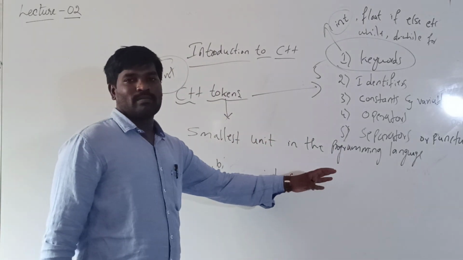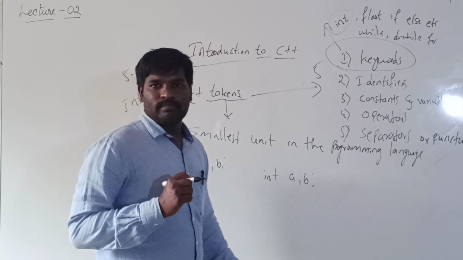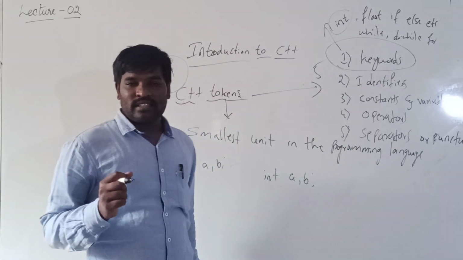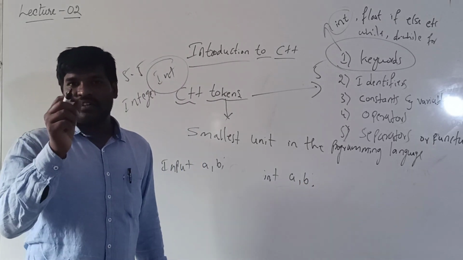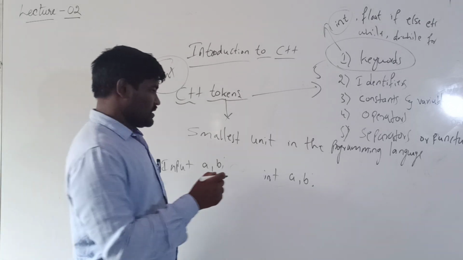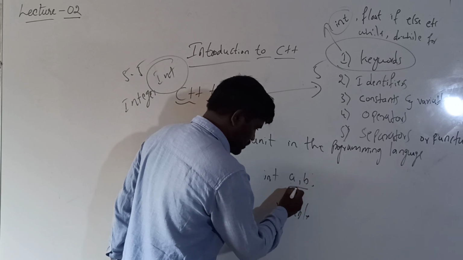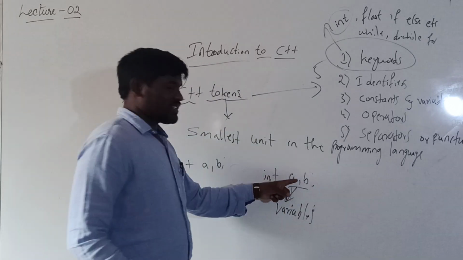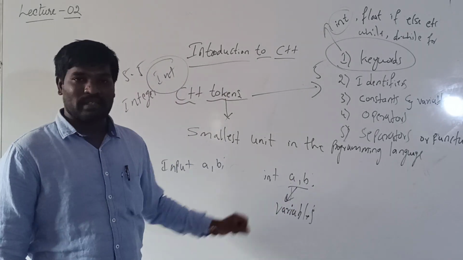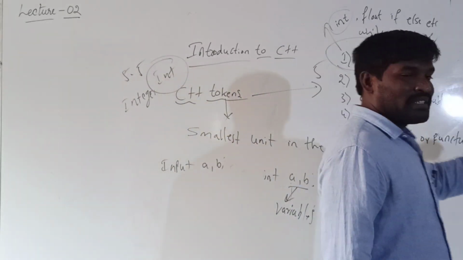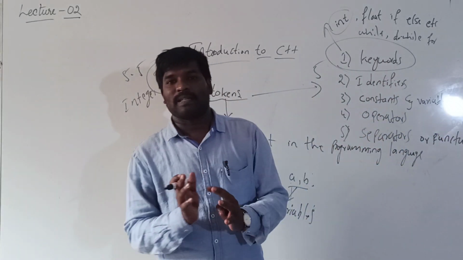Here int of a comma b means a and b can take only integer type of values. Here identifier means the name given to the programming elements. Generally, a and b are called variables. The names of the variables are a and b, so that's why a and b are also called identifiers. Even variables are identifiers, both are the same.